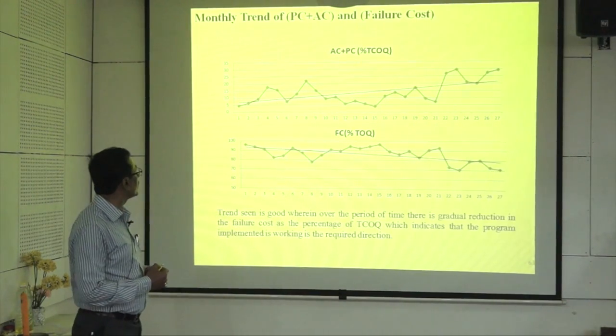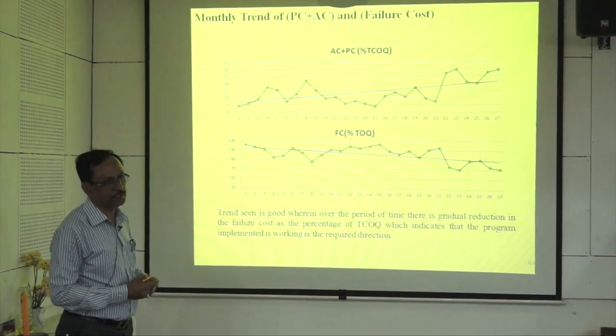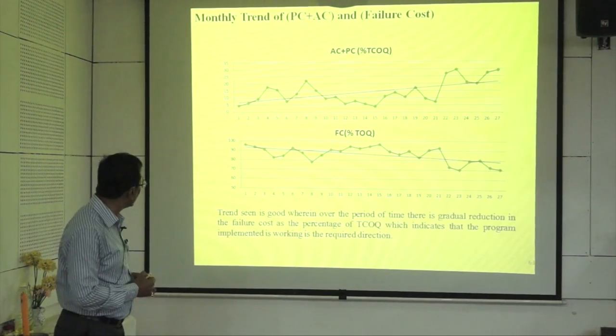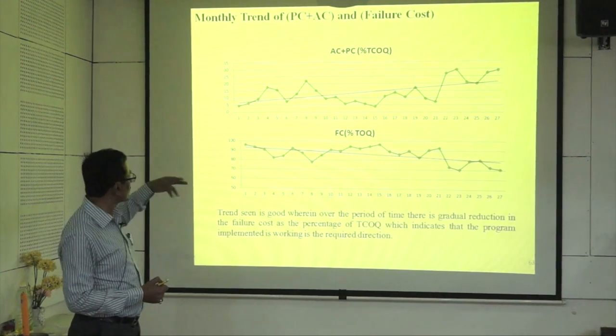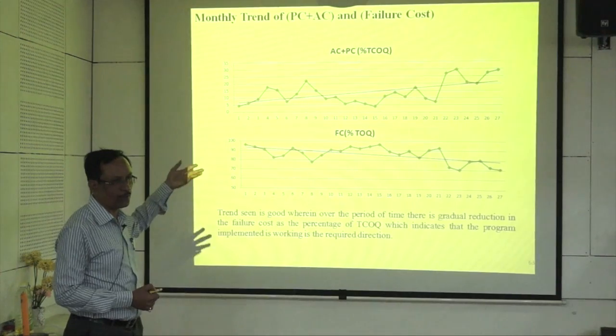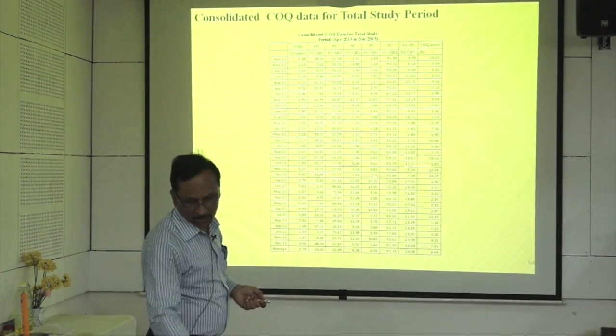Then in these trends, appraisal cost as a percentage of total cost of quality is gradually increasing. The trend line is showing like this, and the failure cost trend line is reducing. Okay, these are two parts of the same coin, because half will be that and half will be this.